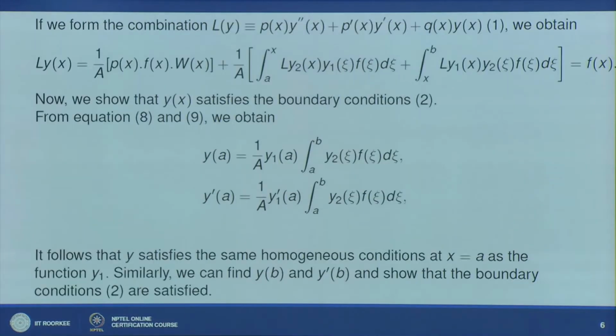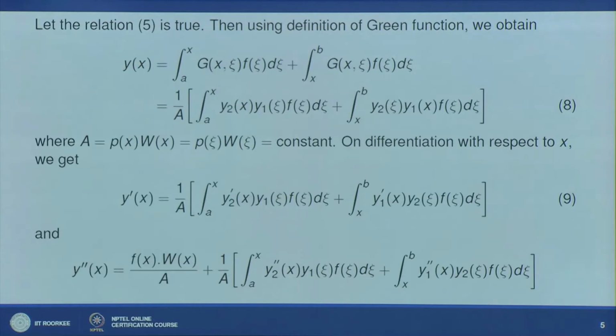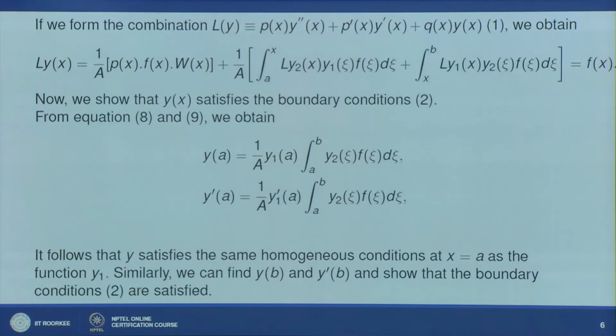So for this you look at equation number 9, and if you put x equal to a, then this integral will simply vanish and it is the integral from a to b of y1 dash a, y2 xi f of xi d xi. So I can take y1 dash a out and write the expression as y of a equal to 1 upon a, y1 dash a times the integral from a to b of y2 xi f of xi d xi.